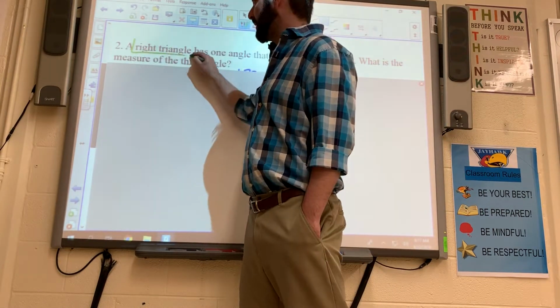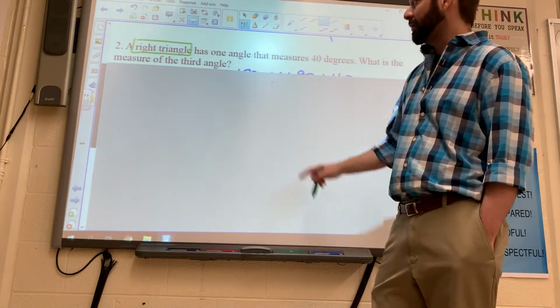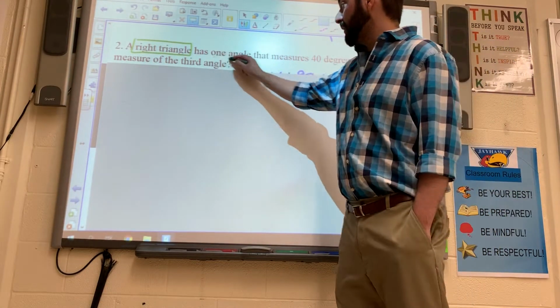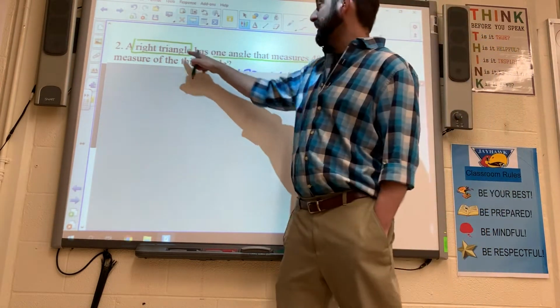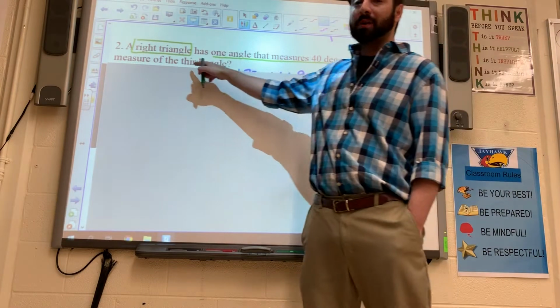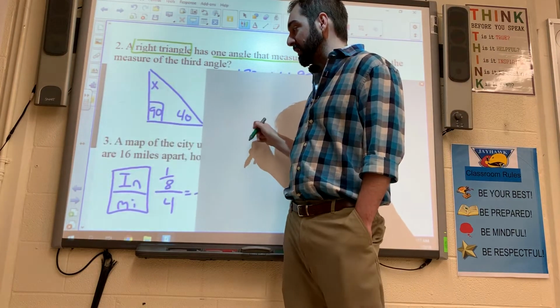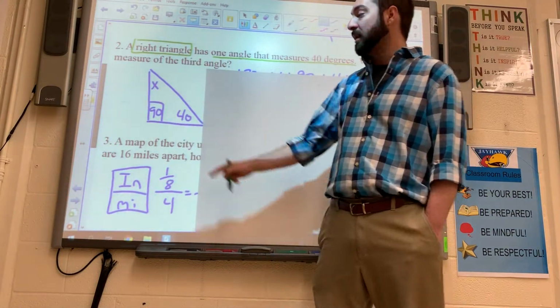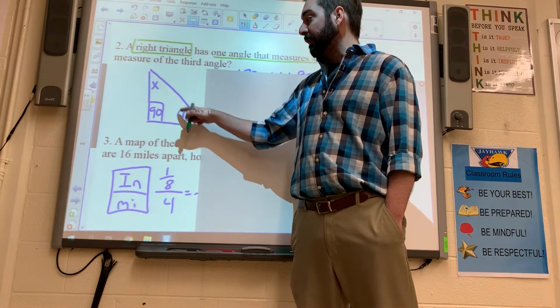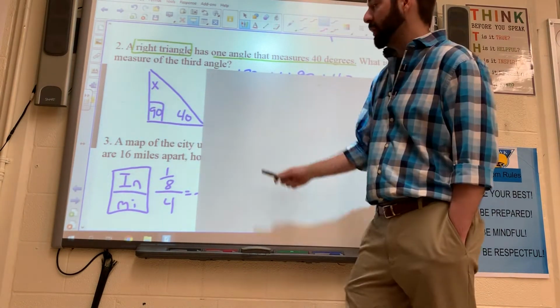Number 2. A right triangle. Right there, they're trying to tell us some information, a 90-degree angle, and another angle, so it has 2 angles here. One is 90 and one is 40 degrees, and we want to know what is the third angle. So what I did to start this problem off is I drew my triangle. I labeled a 90, I labeled a 40, and the one that I'm solving for, I put in a variable.